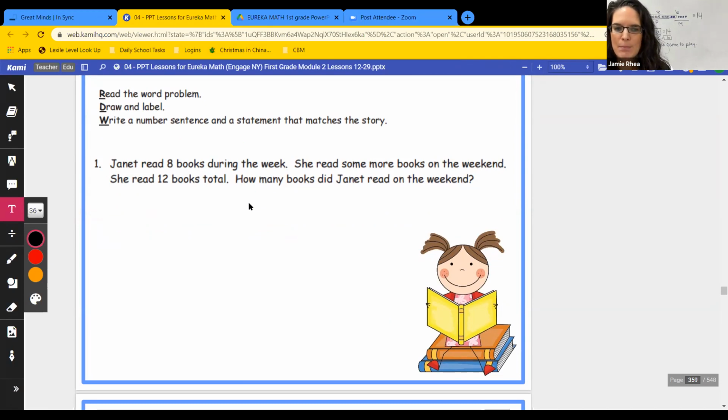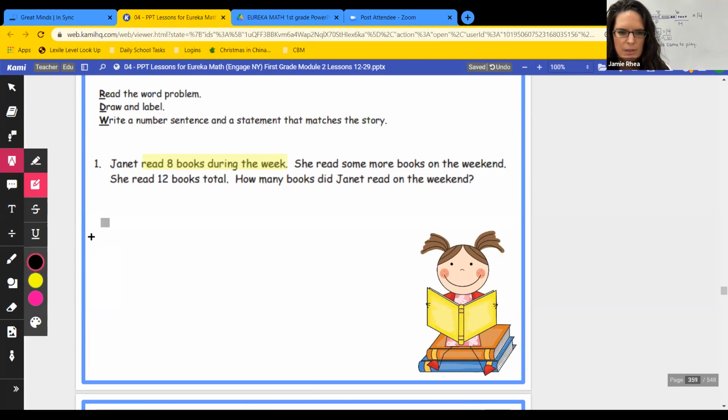Janet read 8 books during the week. She read some more books on the weekend. She read 12 books total. How many books did Janet read on the weekend? All right, so now let's go back, look for our clues. Okay, Janet read 8 books during the week. Is there a clue there? She read 8 books during the week. Can we draw that? Yeah, let's draw that.